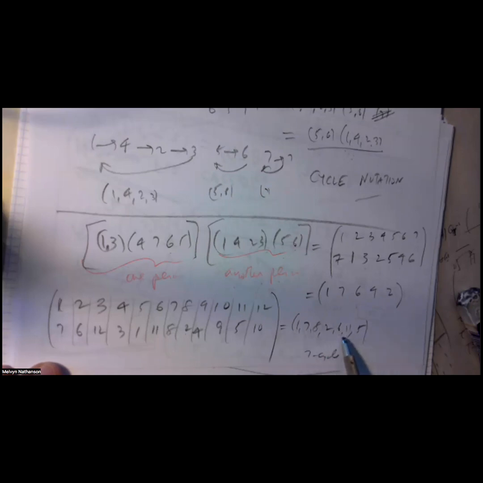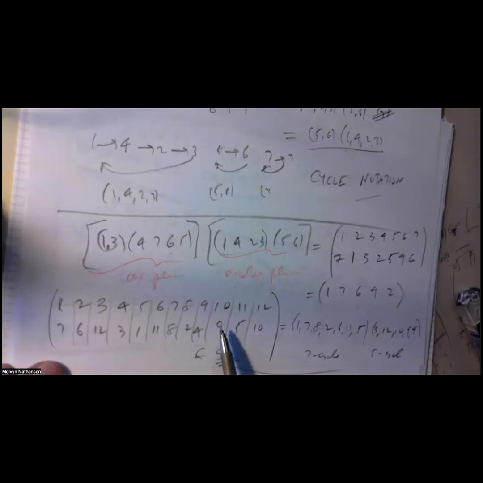What haven't I used yet here? I haven't used 3. So 3 goes to 12. 12 goes to 10. 10 goes to 9. 9 goes to 4. And 4 goes back to 3. So that's a 5-cycle. So this permutation, this is in S12. It's a permutation on the numbers 1 through 12. This permutation is a product of two disjoint cycles, a 7-cycle and a 5-cycle.